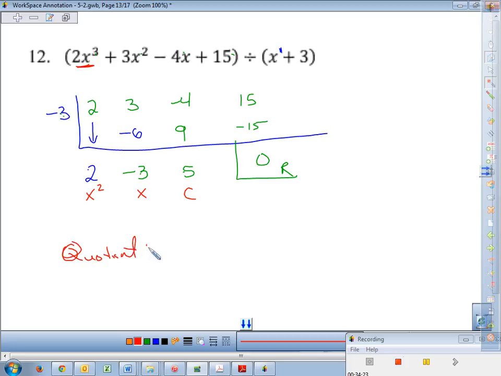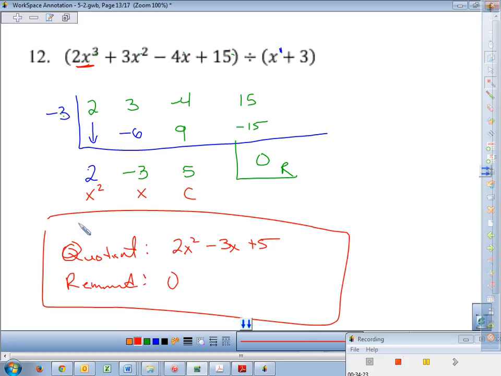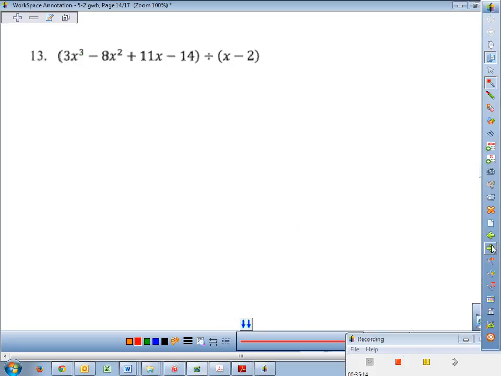What's our quotient going to be? 2x squared minus 3x plus 5, and then the remainder was what? 0. Nice? Yes. See if you can set the next one up for synthetic division. The main question is: is this coefficient 1 and exponent 1? Then you know you can do synthetic division. If not, you got to change it around, and that's for FST. But what are you putting here, a 2 or a negative 2? Putting a 2.